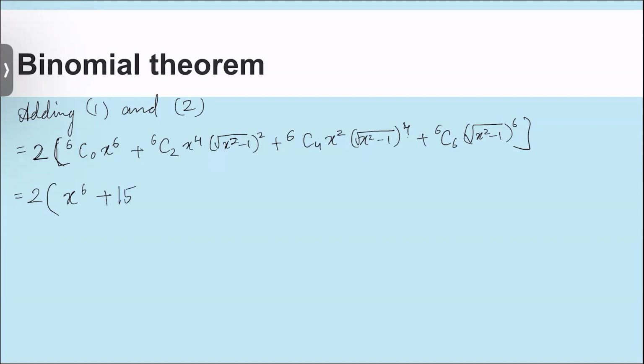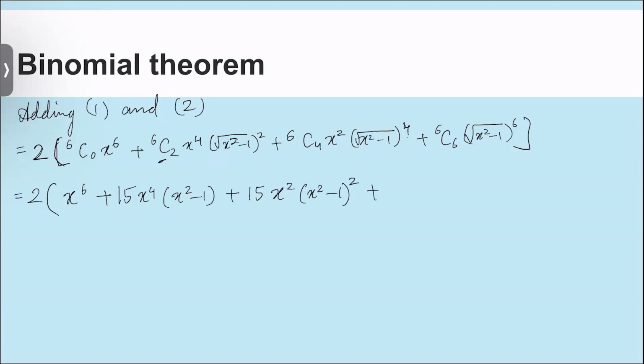Okay, so you have 15 x raised to 4. Now this is squared, so let's write this as x squared minus 1. Then you will have plus 6C4. Okay, so 6C4 is similar to the value of 6C2, so this will be 15. Okay, now this is x squared, and under root x squared minus 1 the whole raised to 4 will actually turn out to be x squared minus 1 the whole square.